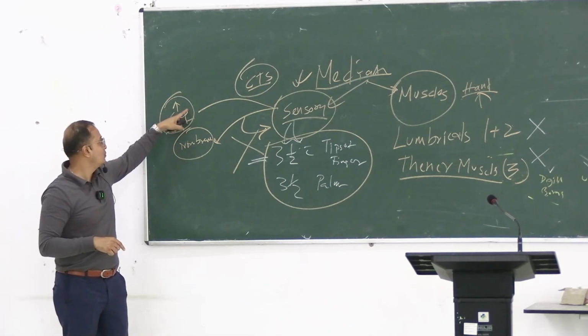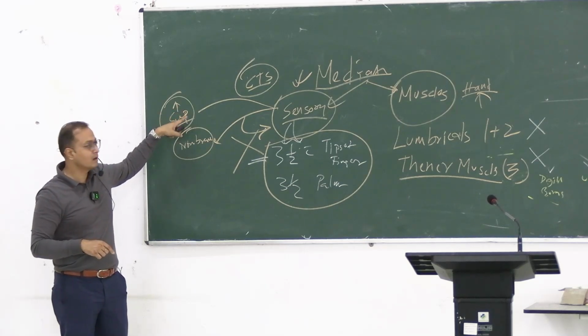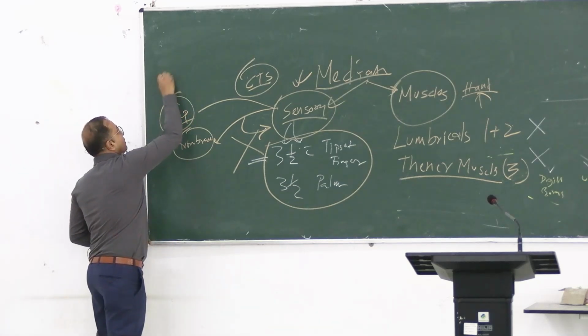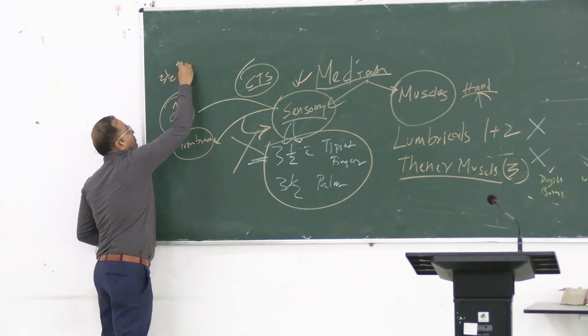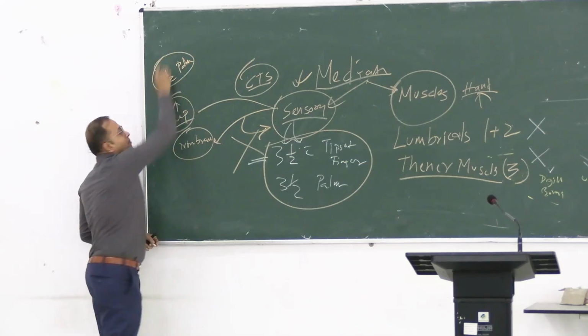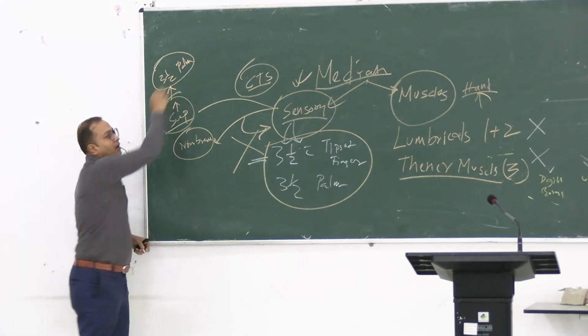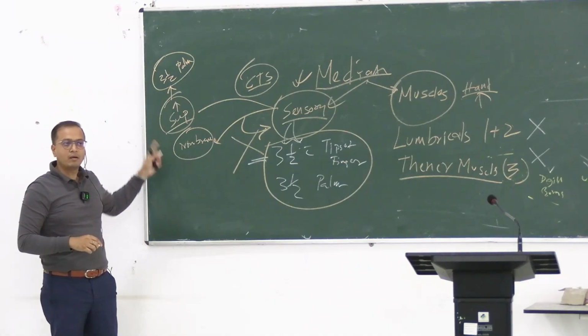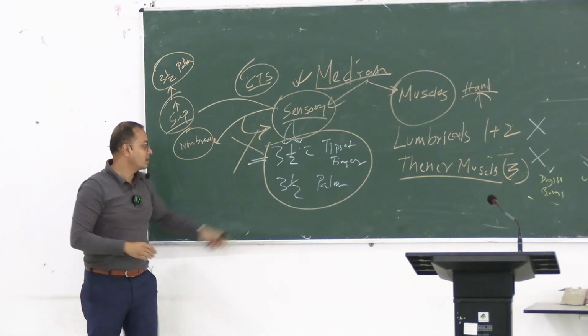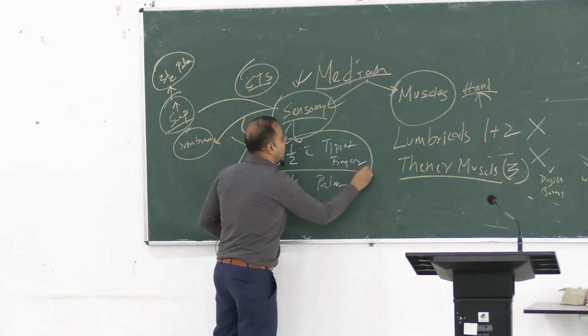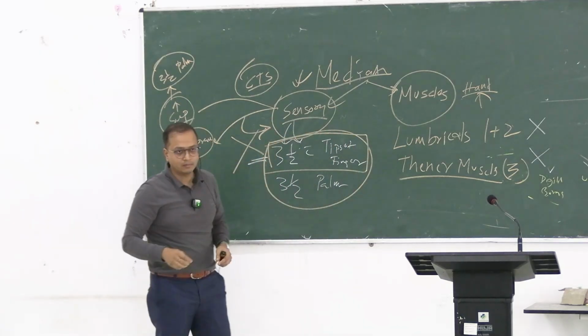So this superficial branch of the median nerve supplies the 3.5 of the palm. So the 3.5 of the palm will be spared in case of carpal tunnel syndrome. Only the fingers will be affected.